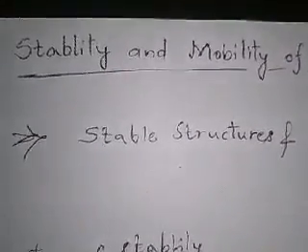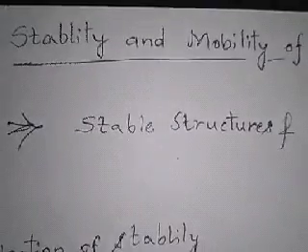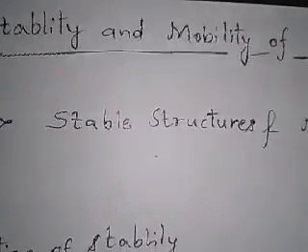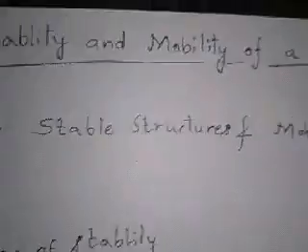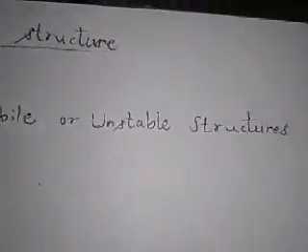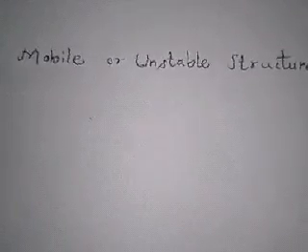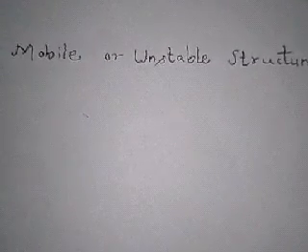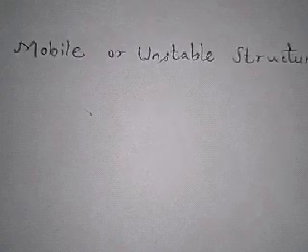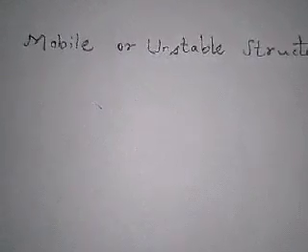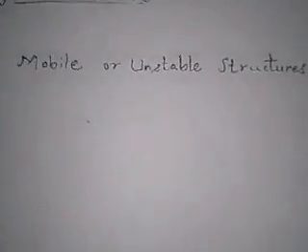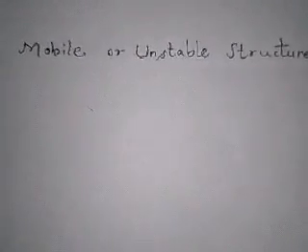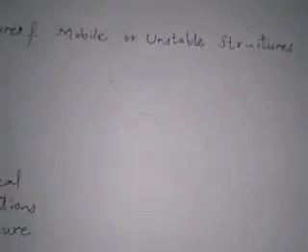So a stable structure is something which is not moving, which is deforming but not moving. Okay. And what is a mobile or unstable structure? Which is moving. And suppose it is a collapse of a structure, then what is a collapse? The structural parts are moving. See?